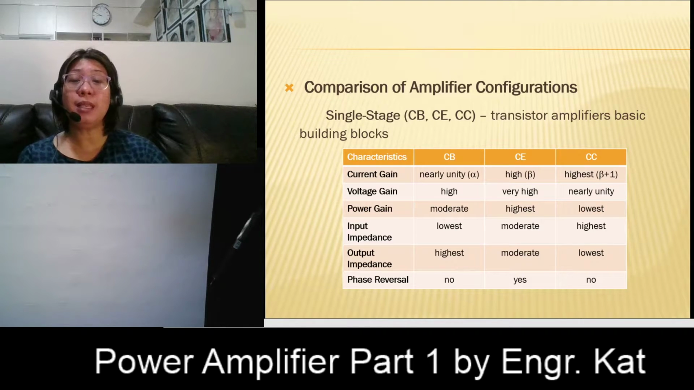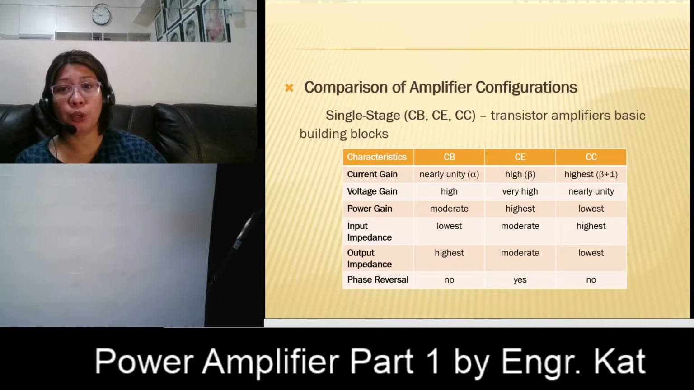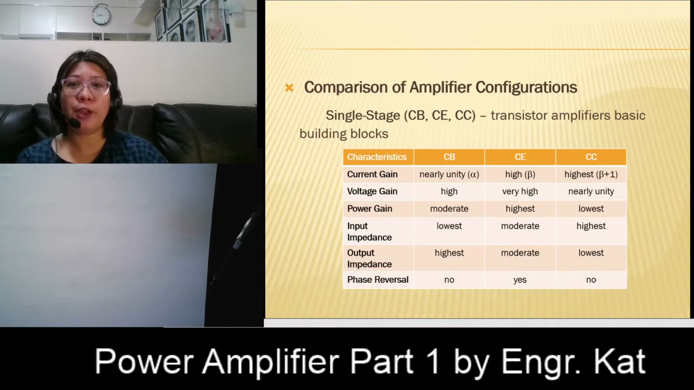In this table you can see their basic characteristics. This is very useful. Many questions regarding these tables are usually asked in multiple-choice exams, in the summary of each book. So you have to be very familiar with these characteristics of the single stages: common base, common emitter, and common collector.